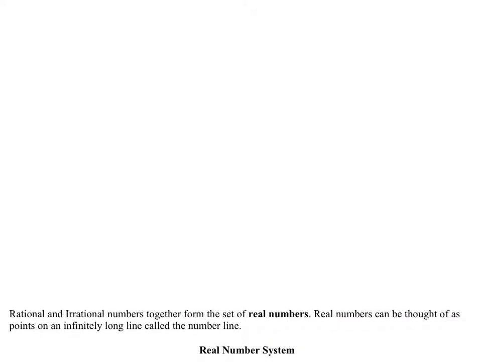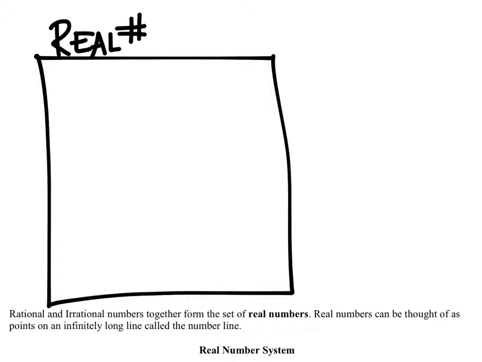Alright, rational and irrational numbers together form the set of real numbers. Real numbers can be thought of as points on an infinitely long line called the number line, which we have seen before. But what they really want us to do is to draw a Venn diagram. So if this box contains real numbers, subsets of real numbers would be what we call rational numbers.